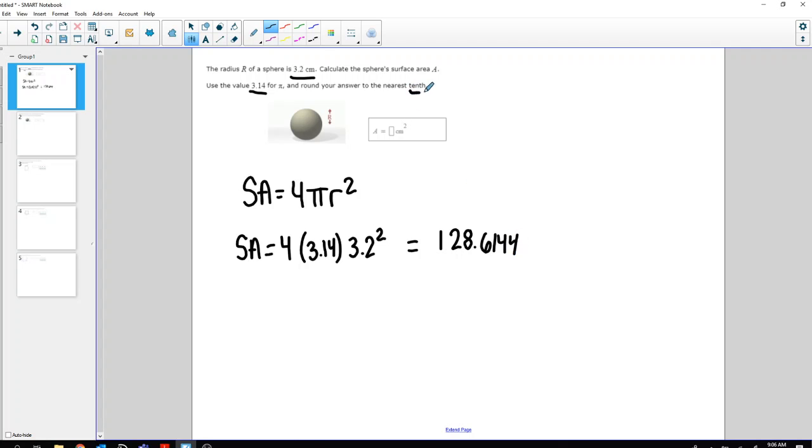And it tells me to round to the nearest tenth, which is 1 decimal place. So when I go to round this, I'm going to go 128.6, because that 1 there tells me that the number ahead of it is going to stay where it's at instead of going up. They already have the units there, so all I have to do is put my numerical answer in the box.